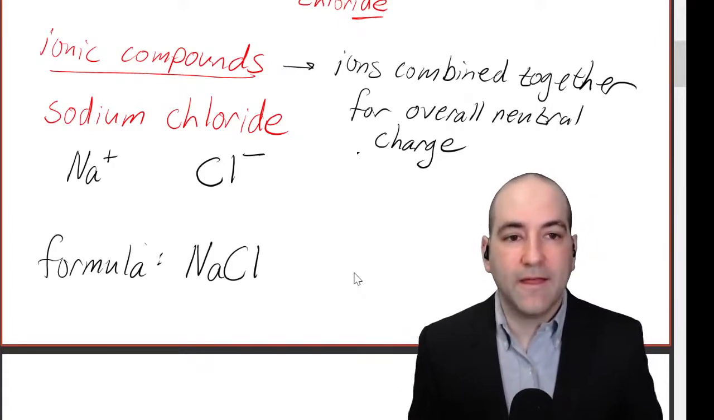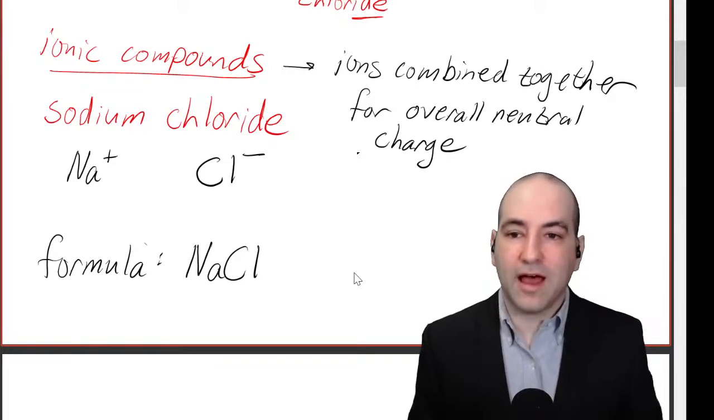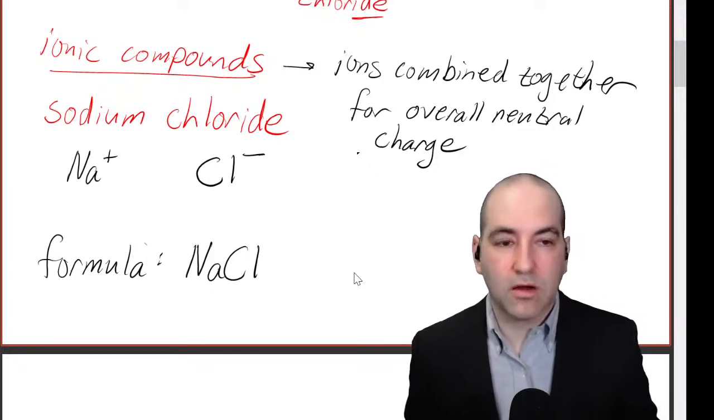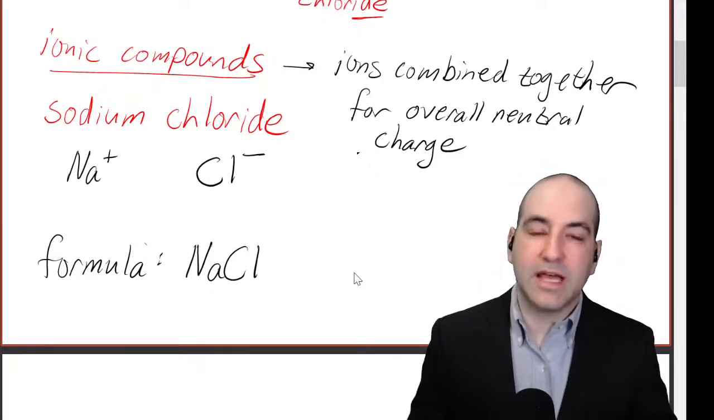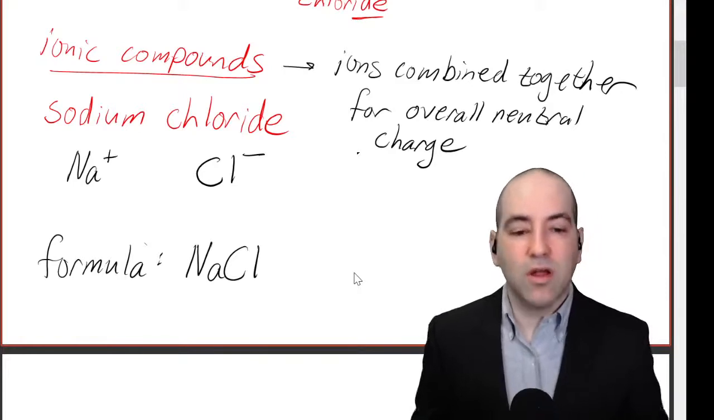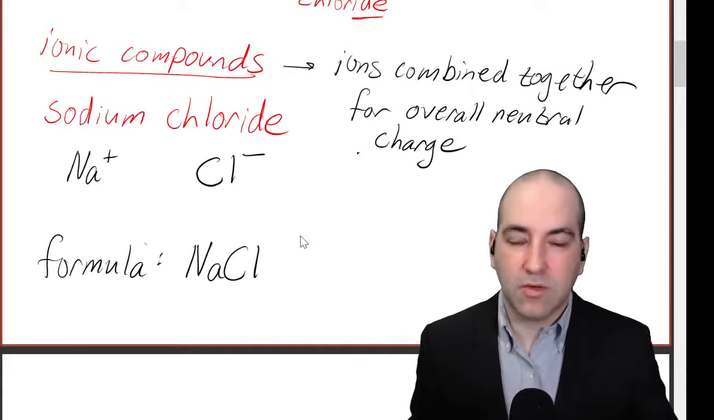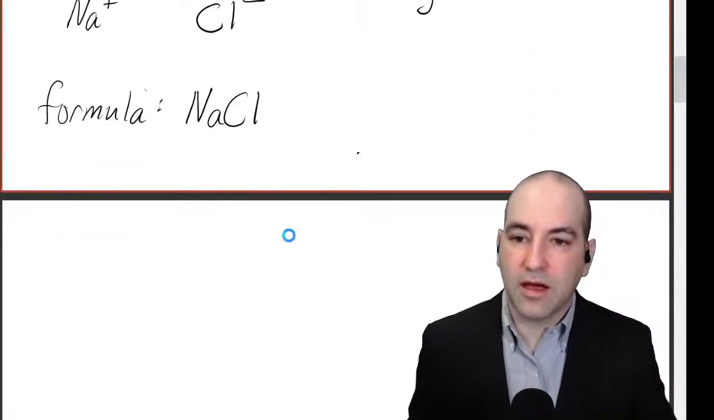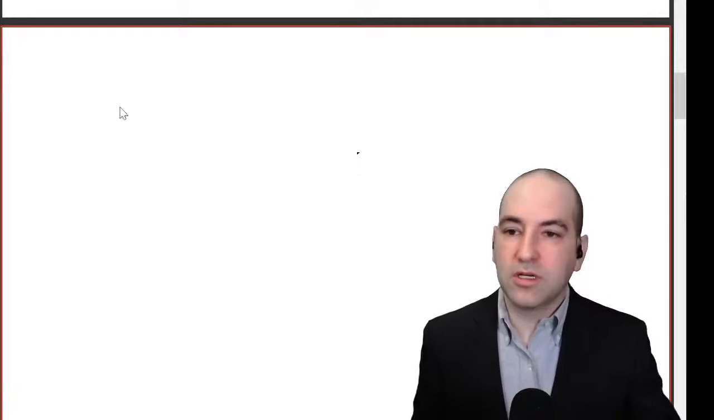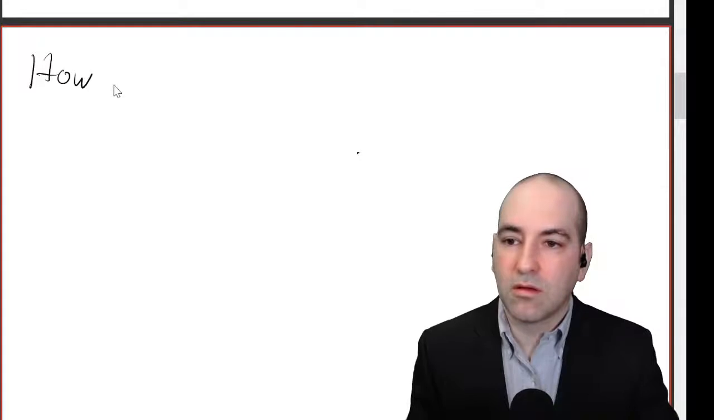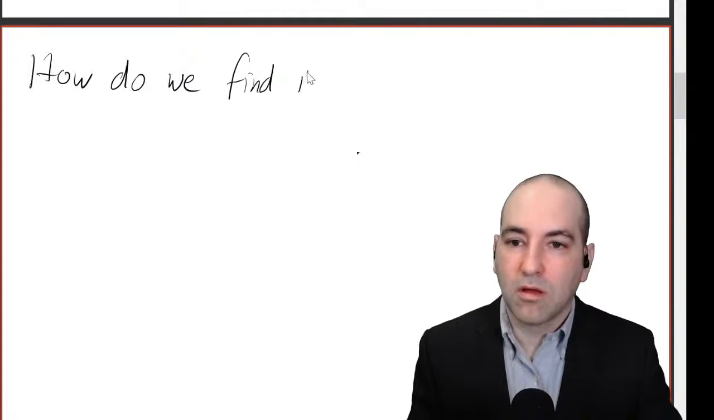But using this idea, if we can figure out the charges of the different ions, we can always put together the correct formula. So if you hear a name like sodium chloride or barium chloride or potassium oxide or whatever it is, if we know the charges of those ions, then we can put those together and make an ionic compound and write the correct formula for that ionic compound. So before we can do that for anything, we need to know how we can find the ion charges.